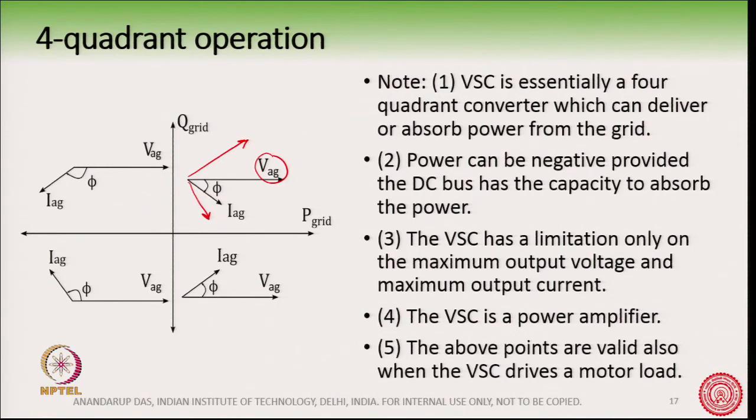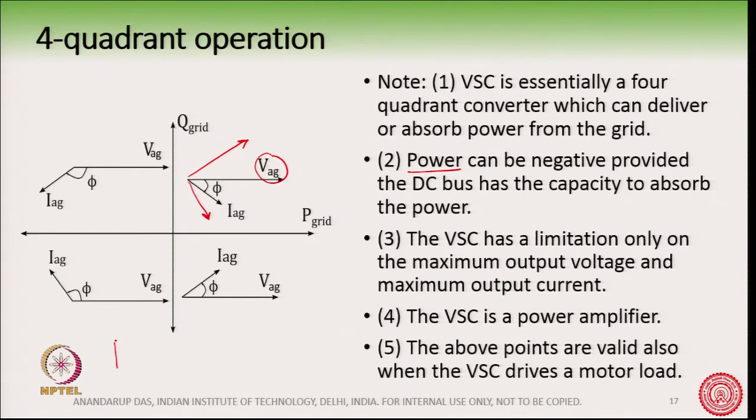Exactly like that, the voltage source converter is nothing like that at steady state. But here is an important point: power can be negative provided the DC bus has the capacity to absorb the power.